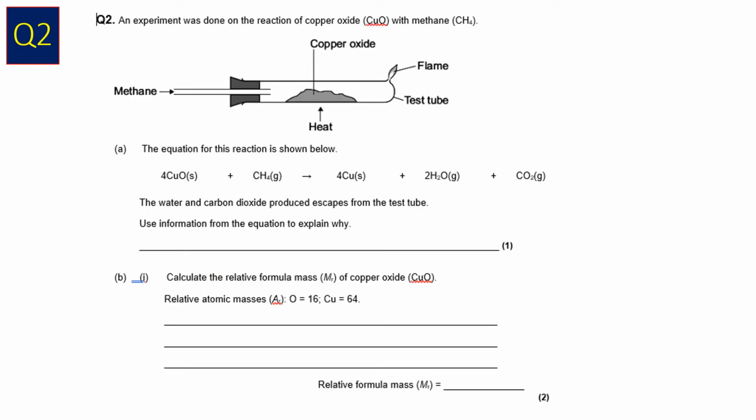Question 2. An experiment was done on the reaction between copper oxide and methane. The equation for this reaction is shown below. So we have 4 lots of copper oxide, solid, plus the methane gas forms copper solid, water as a gas, plus carbon dioxide also as a gas. The water and carbon dioxide produced escape from the test tube. Use the information from the equation to explain why. They wanted you to use the state symbols I've just highlighted here. They tell you that both those compounds are gases, and so they can escape.